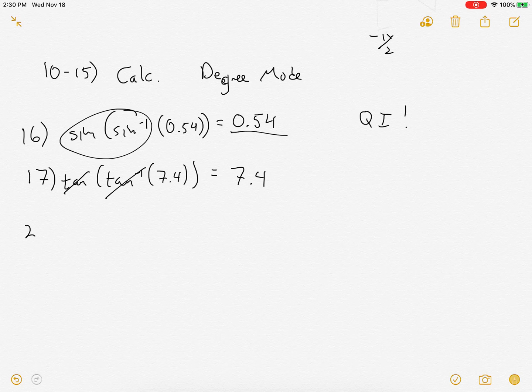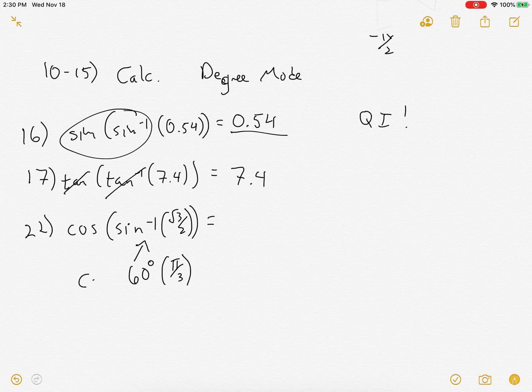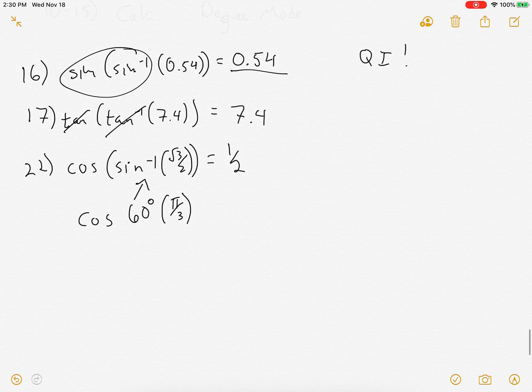Let's go to one that we have to think about. Here's one. 22. The cosine of the inverse sine of radical 3 over 2. All right, now do one thing at a time. When is sine radical 3 over 2? If you said 60 or pi over 3, you are correct. So now, what's the cosine of 60, or the cosine of pi over 3? 1/2. So the cosine of the inverse sine of radical 3 over 2 is 1/2.